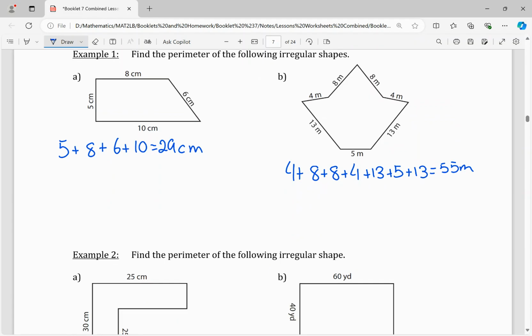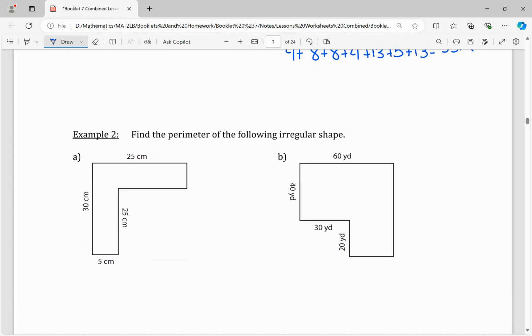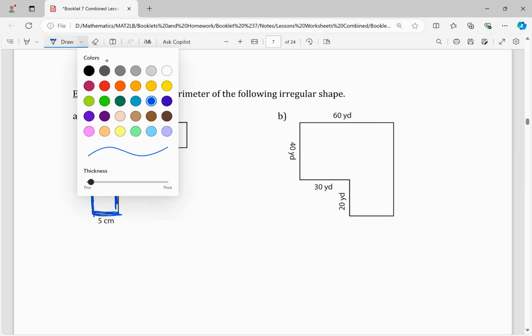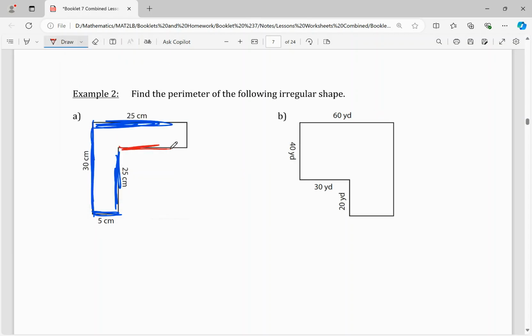So not so bad. The problem will come when you find irregular shapes that look like this. These kinds of irregular shapes don't have all the sides given to you. What you need to use is context clues, meaning the sides of the shape that you are given, to calculate the sides of the shape that you are not. For example, in our first shape, we're given these sides that I'm highlighting in blue, but we're not given these sides that I'm highlighting in red.